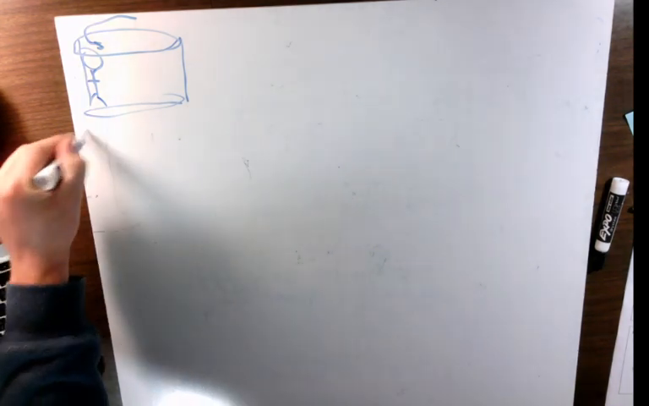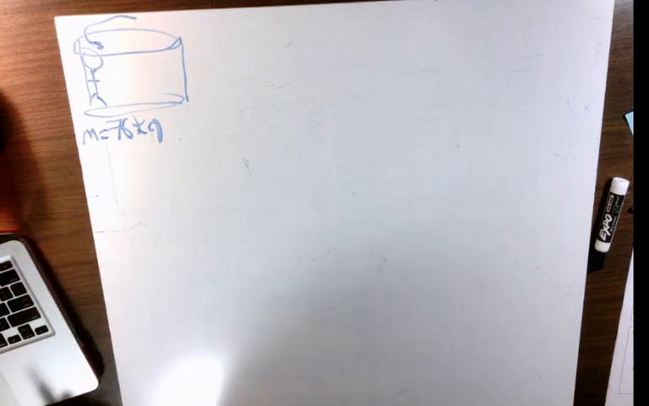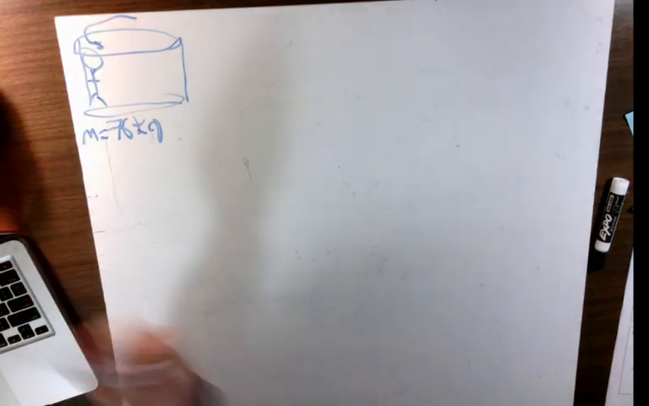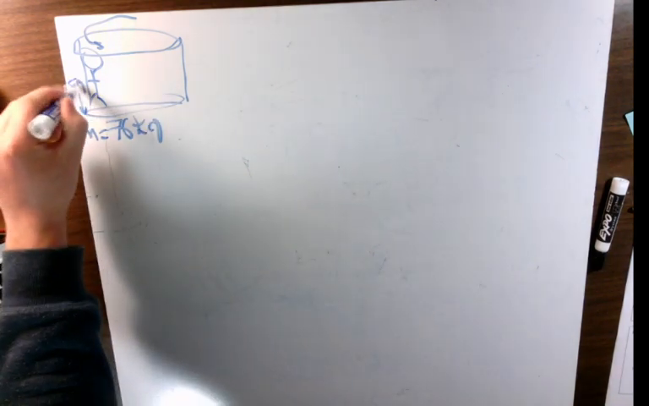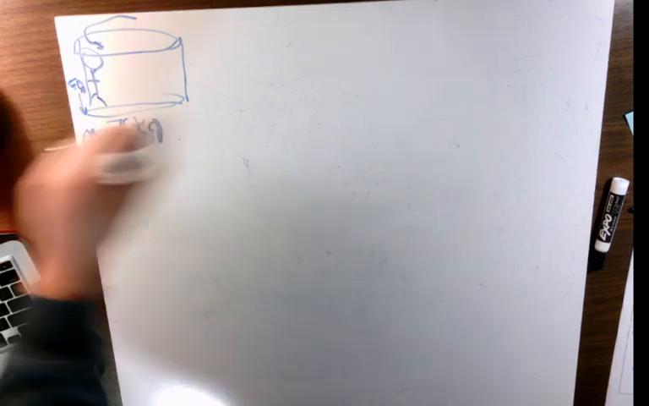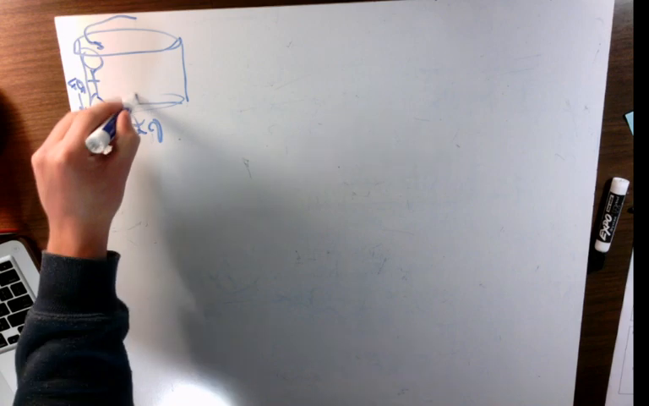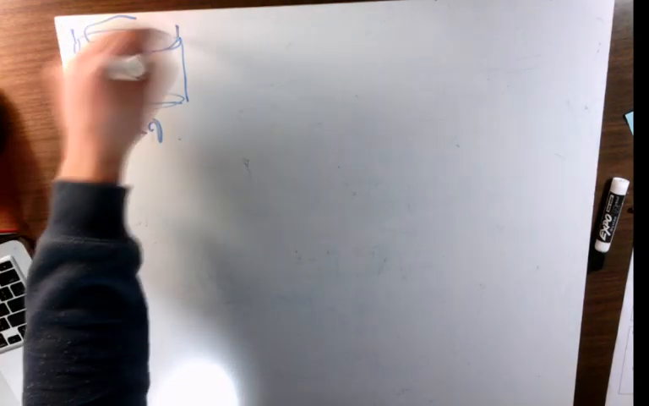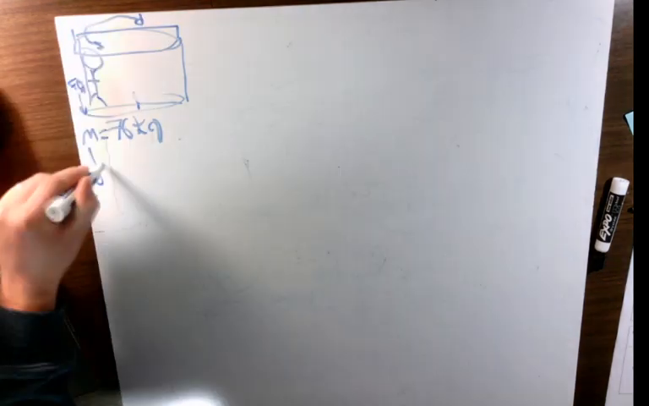So the person has a mass of 76 kilograms. They are being whirled in this horizontal circle, so gravity will be down, and they're being spun in this horizontal circle. We know the diameter, not radius, of this entire centrifuge is 9 meters.